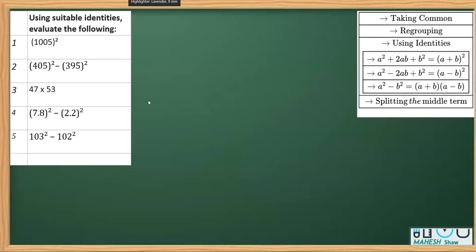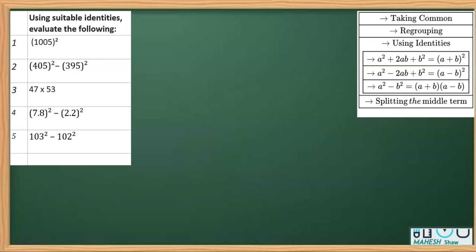I've taken three questions based on identity, right? We have to evaluate these five parts using suitable identity. Now, a common mistake that has been observed is in question number one: most of you do it correctly, but you apply a wrong identity on this. It says using suitable identity, so in most cases, even if your final answer is correct, you don't get the full marks for that.